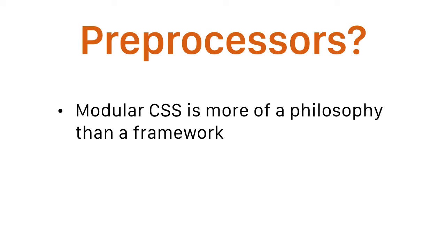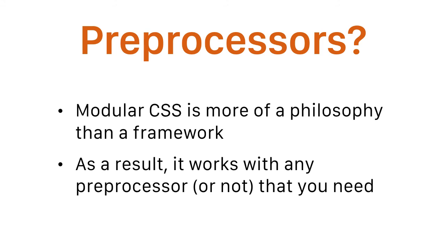You may have noticed that I haven't really mentioned preprocessors other than a couple of throwaway mentions. That is because modular CSS is a philosophy that is independent of what preprocessor you choose, and as a result, it works with any or none of them. If you want to write raw CSS with no preprocessor, modular is still helpful. If you want to use SASS, if you want to use Less, it really doesn't matter. Modular is going to work for you no matter what.